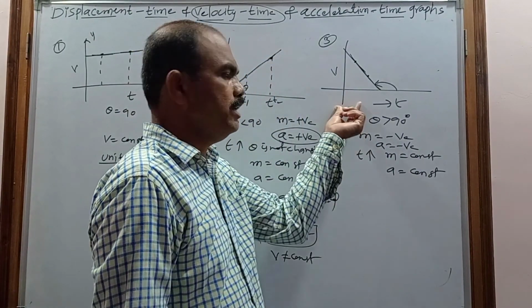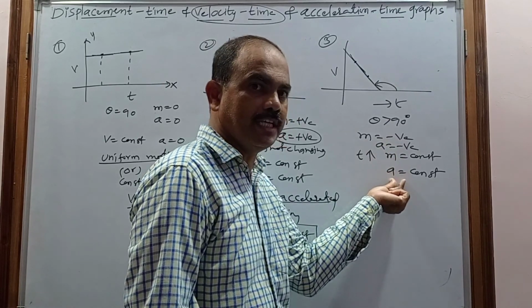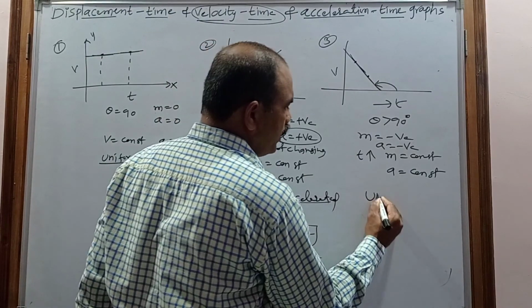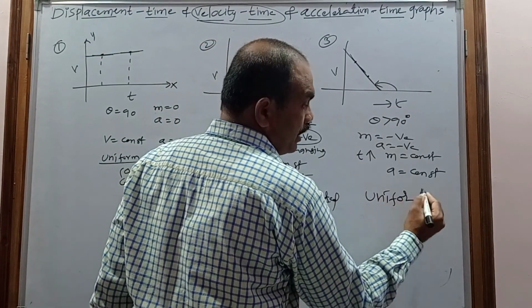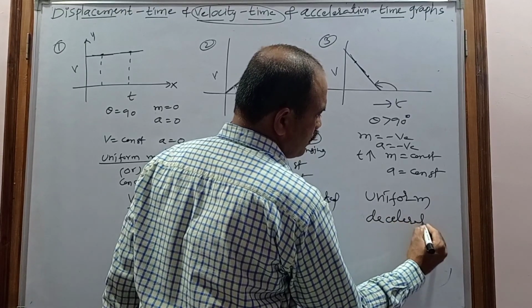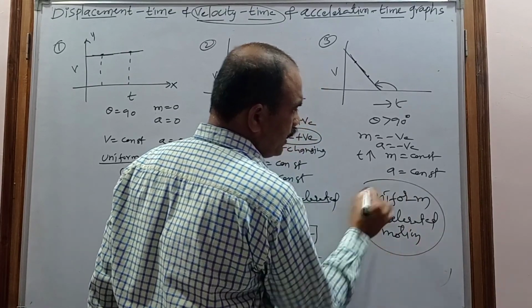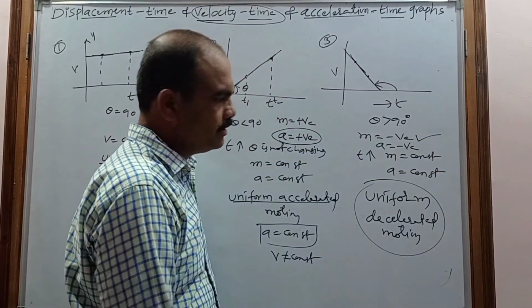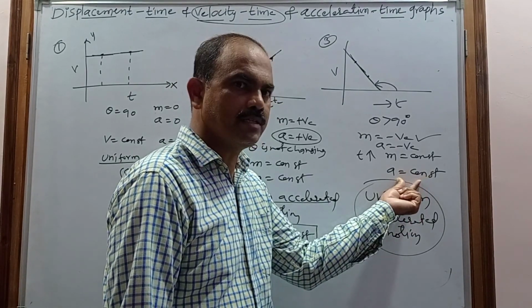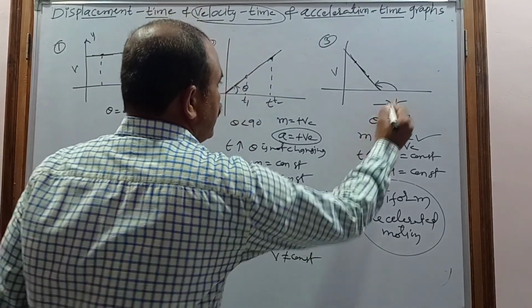When the body starts the motion, it has negative acceleration, but that acceleration does not change with respect to time. So that's why it represents the uniform decelerated motion. Here the acceleration is negative, and that's why this is called uniform decelerated motion. But here the acceleration is constant, it is negative. And here the theta is how much? It is greater than 90.